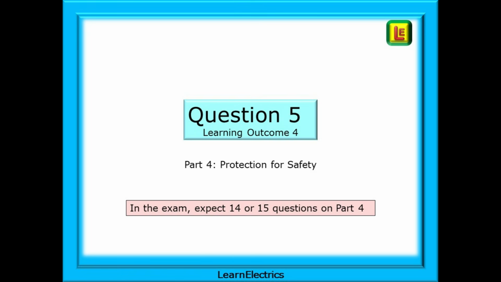Question 5 is about part 4 of the regs, and in the exam, expect 14 or 15 questions on part 4. That is close to 25% of the questions, a quarter of the exam. You must know how to find answers in part 4. Part 4 is all about protection for safety, protection from electric shocks, fire, overcurrents and voltage disturbances such as lightning.